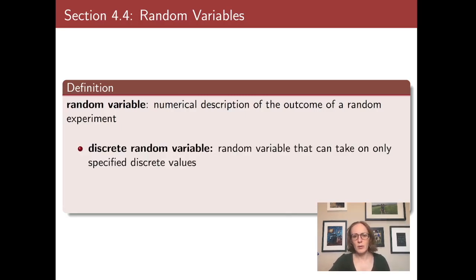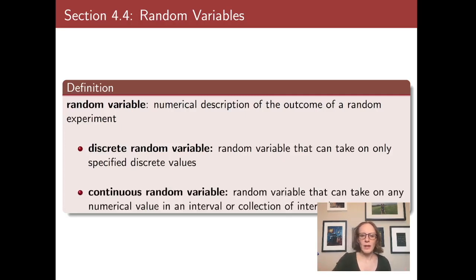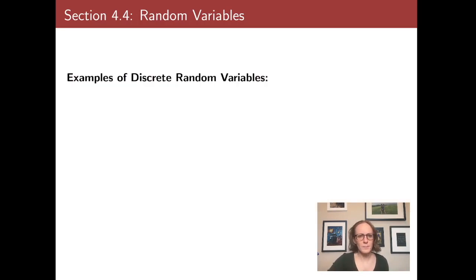And so we're going to talk about discrete random variables, which are random variables that can take on only specified discrete values. So often these are things like whole numbers. And then we'll also talk about continuous random variables, which can take on any numerical value in an interval or a collection of intervals. So if I'm talking about things like distance or time, that doesn't have to be a discrete thing. And so those would be maybe examples of continuous things. So we're going to start in the next section talking about discrete random variables.